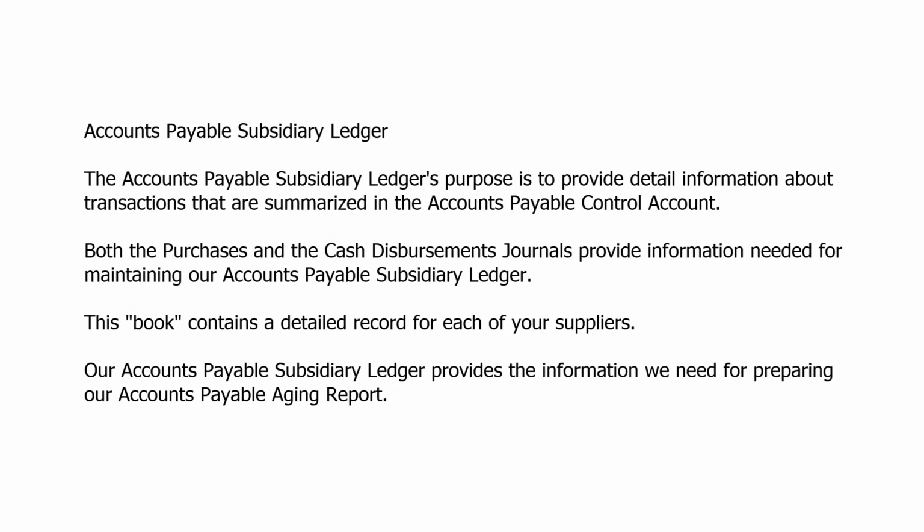Accounts Payable Subsidiary Ledger. The Accounts Payable Subsidiary Ledger's purpose is to provide detailed information about transactions that are summarized in the Accounts Payable Control account. Both the Purchases and the Cash Disbursements journals provide information needed for maintaining our Accounts Payable Subsidiary Ledger. This book contains a detailed record for each of your suppliers. Our Accounts Payable Subsidiary Ledger provides the information we need for preparing our Accounts Payable Aging Report.